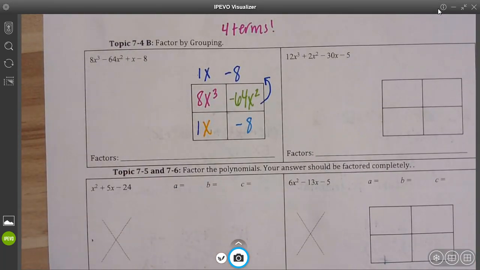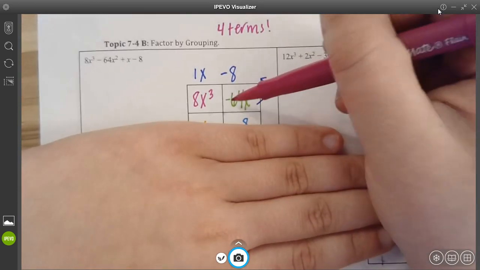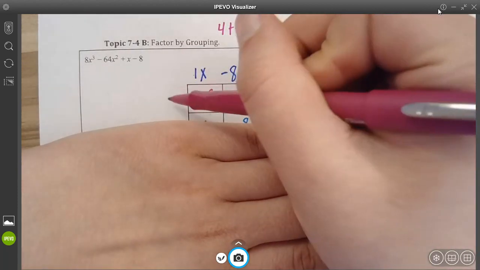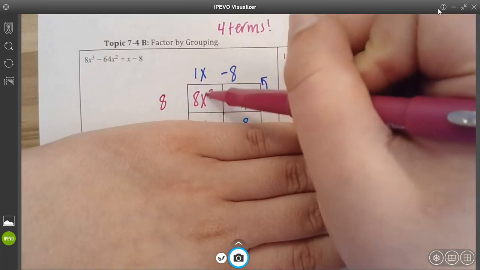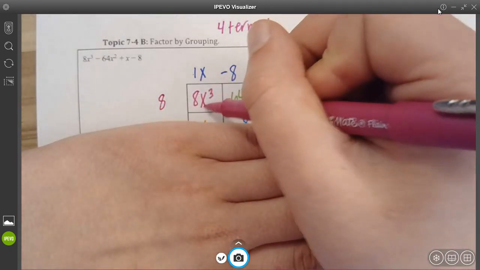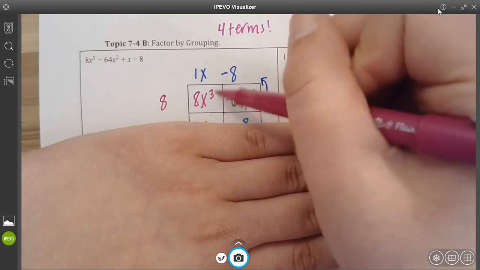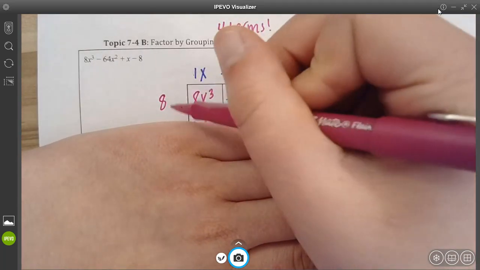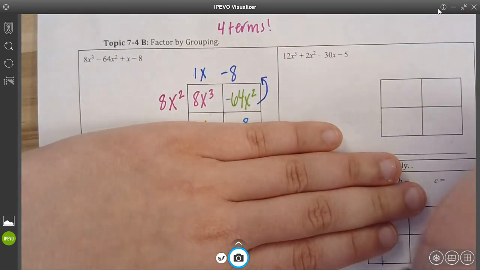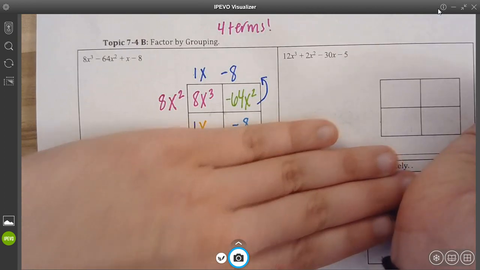Then we do the same thing with our rows. What do 8x cubed and negative 64x squared have in common? Well, they both share an 8. This 8 is positive, so this 8 is going to stay positive. And what do x cubed and x squared have in common? Well, this is an exponent of 3. This one's an exponent of 2. So the largest number that they both have in common is the smaller of the two. They have an 8x squared in common.